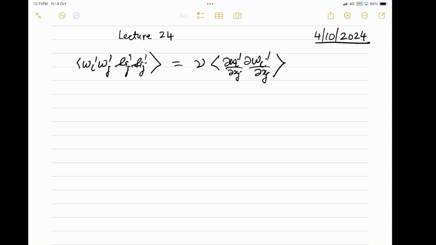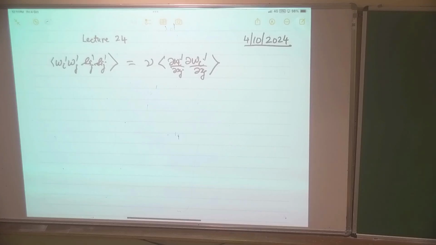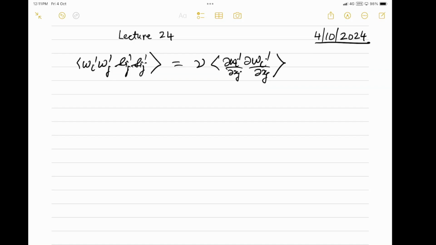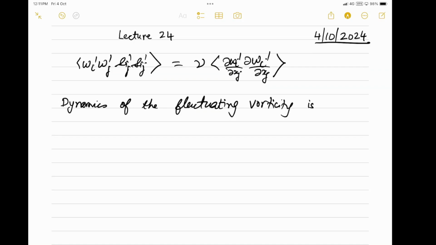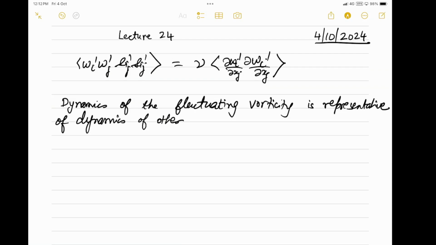We looked at the equation for vorticity fluctuations or the energy term which becomes associated with the vorticity fluctuations, and this was the final form in which we were able to derive this equation. Now the dynamics of the fluctuating vorticity is representative of dynamics of other axial fields in turbulent flows.